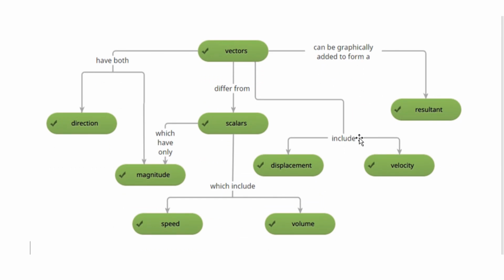Here you have two concept maps. Vectors have both direction and magnitude, while differing from scalars, which have only magnitude. Scalars include speed and volume, and vectors can be graphically added to form a resultant, and vectors include displacement and velocity.